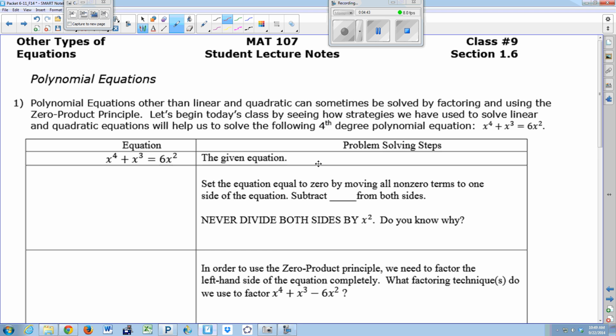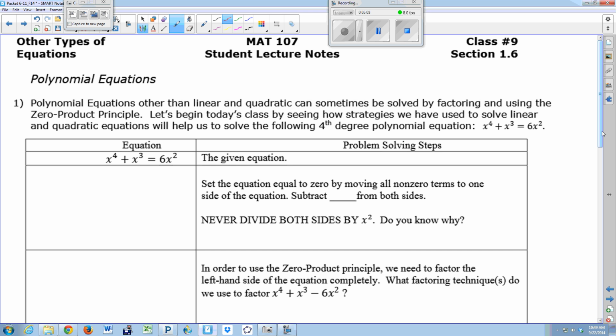Okay, why do we call that a 4th degree equation? 4 is the highest exponent, right? As you look all the way across the equation, the highest power or exponent you see is 4.